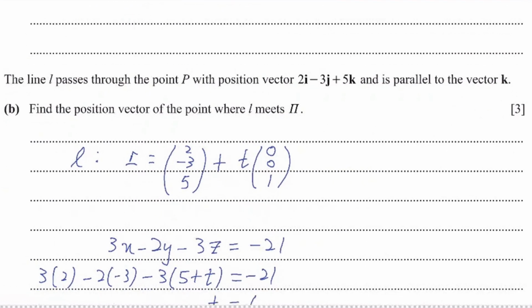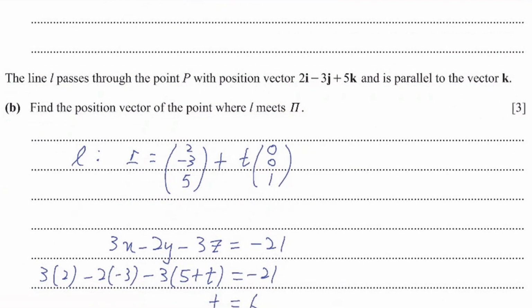Line L passes through the point P with this position vector, and it is parallel to the vector k. Find the position vector of the point where L meets pi. So it has this point and is parallel to k. The k here is (0, 0, 1), so don't get surprised at why suddenly they have this vector k here. It's actually just (0, 0, 1). So we can actually get the equation of the line.